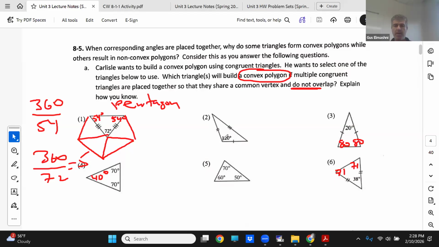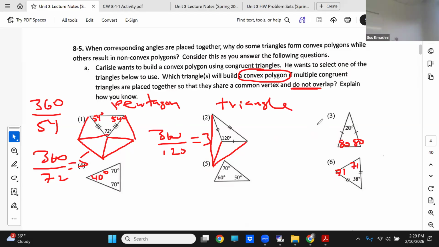Okay, what could I make for this one here? Well, not quite. It's still giving me a triangle, right? That's still a triangle, because what's 360 divided by 120? It's 3, right? So what we're doing is we're looking at central angles.